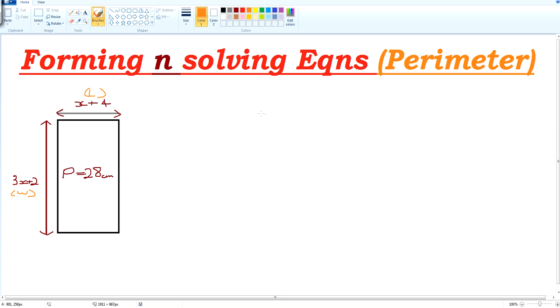Now, it's talking about perimeter. In this particular question, Amina, they've given us the perimeter in advance. They told us what the answer is. They want us to go back and work out what the question was. What was the x value in the question?